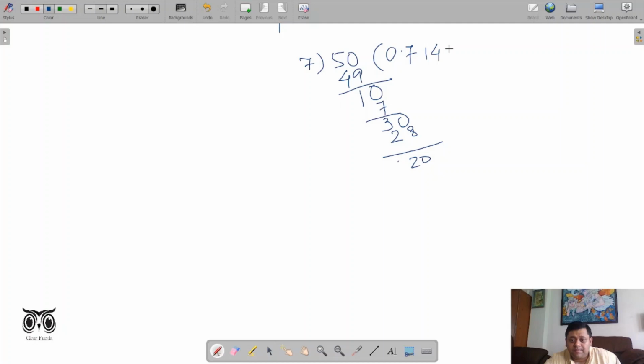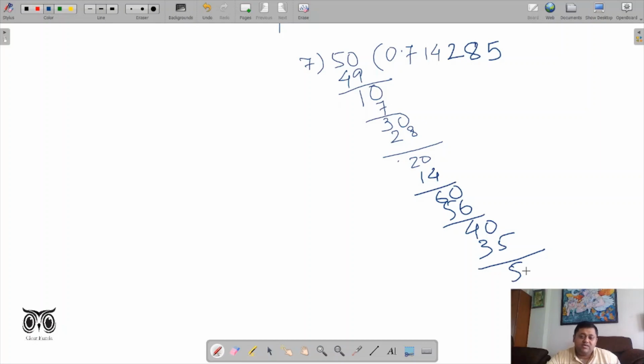2 0 means 2 14 6 0. This is 8, 56, 4 0. Then we have 7 5s are 35. We again have 5, which is 0. So see, after that if we keep on going, we will keep getting the same things, because we have actually reached the place where we started.